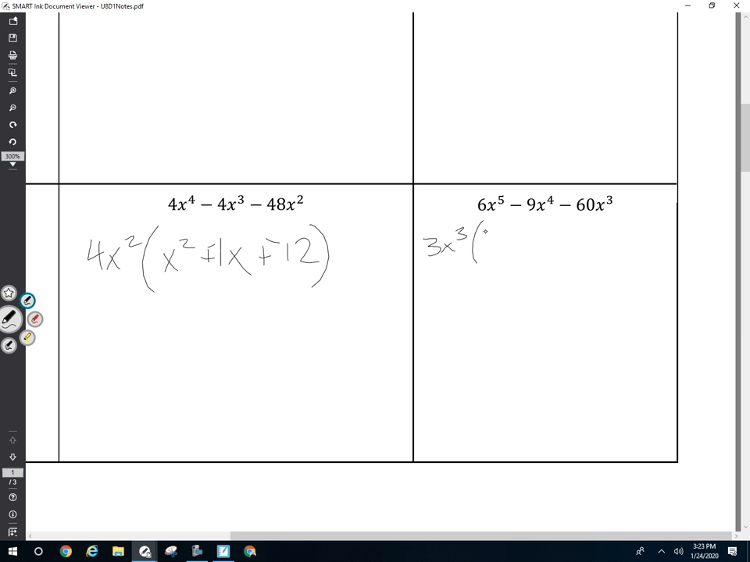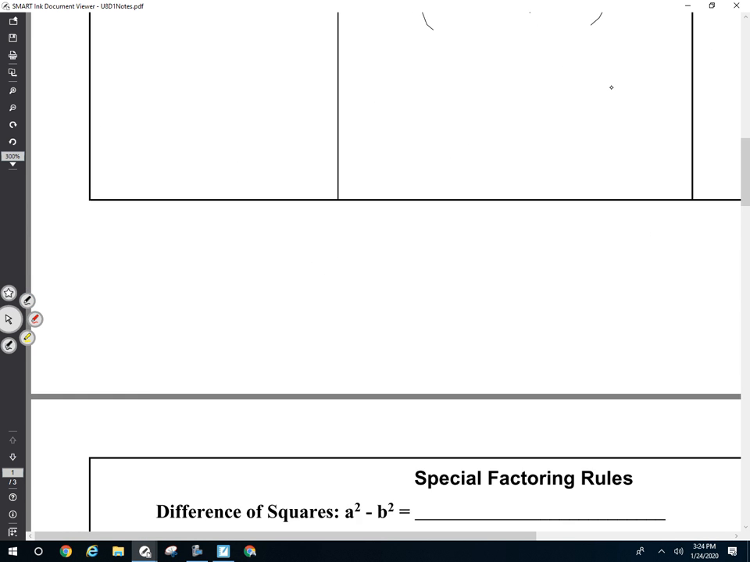What's the first guy? 2x squared. Negative 3. Negative 3x. Oh, minus 1. What about the last one? I got 3x cubed and I got negative 6x cubed. Negative 20. Very good. Okay, good. All right. Next page. We're going to keep doing it.